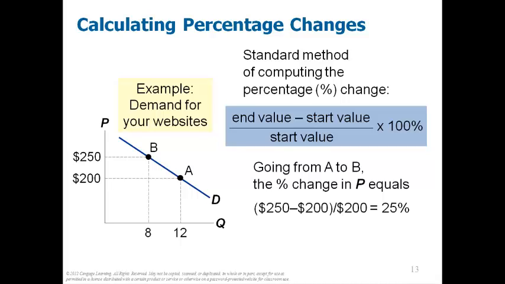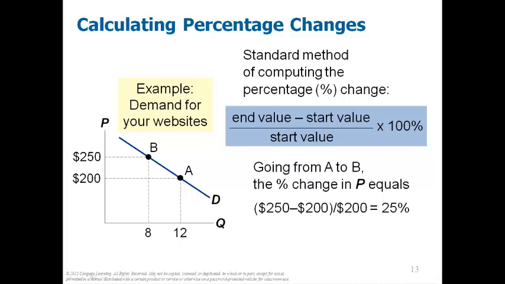So, for instance, let's say that you know that if you charge $200, 12 people will hire you to set up their website, but if you charge $250, then you're only going to get 8 people to hire you. Here we can look at your price elasticity of demand for your websites. To calculate it, you want to take the percentage change in quantity demanded and divide it by the percentage change in price.